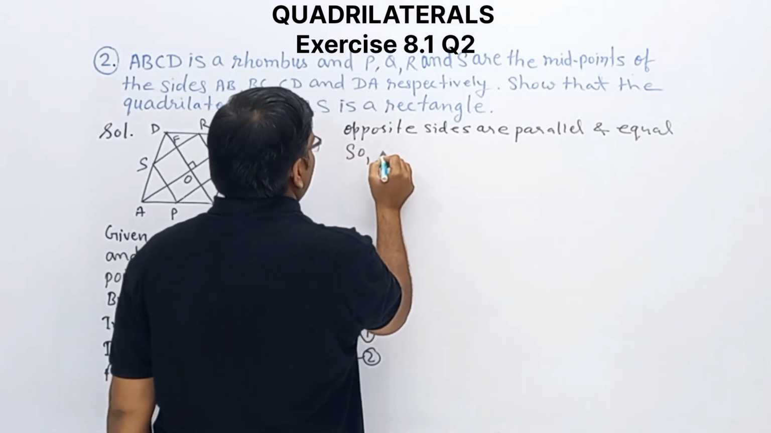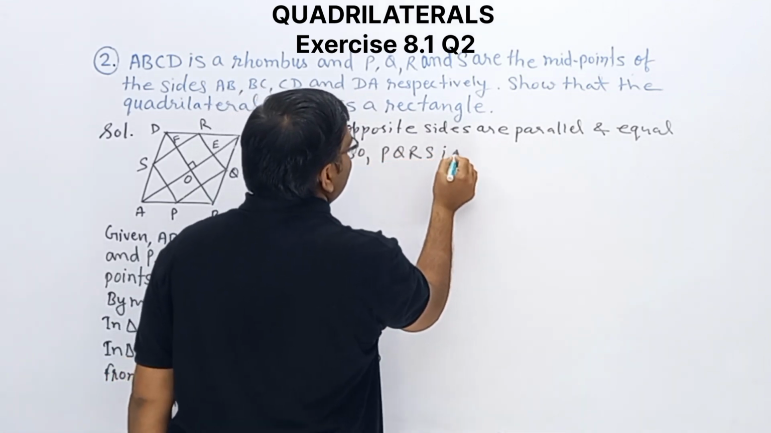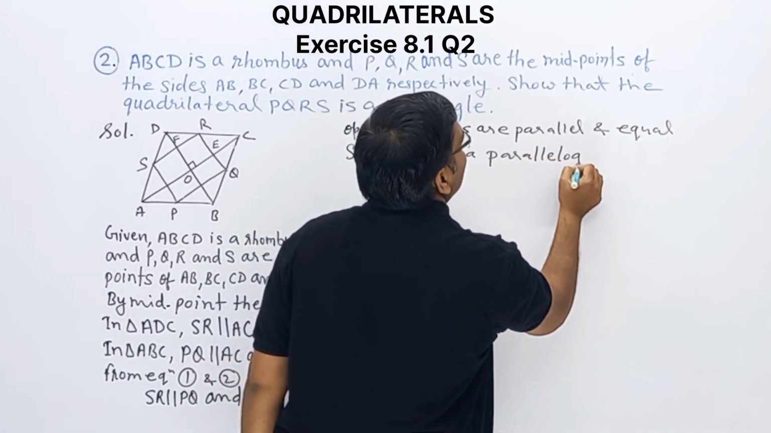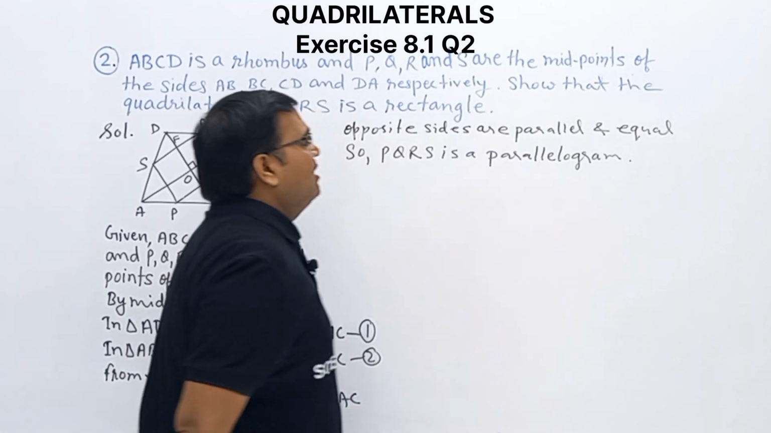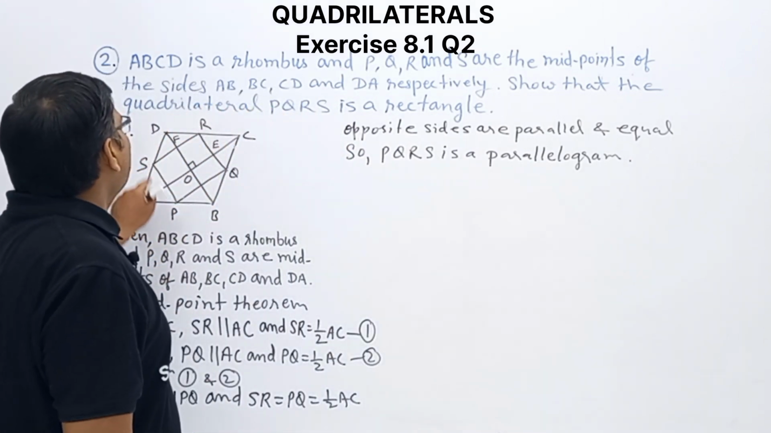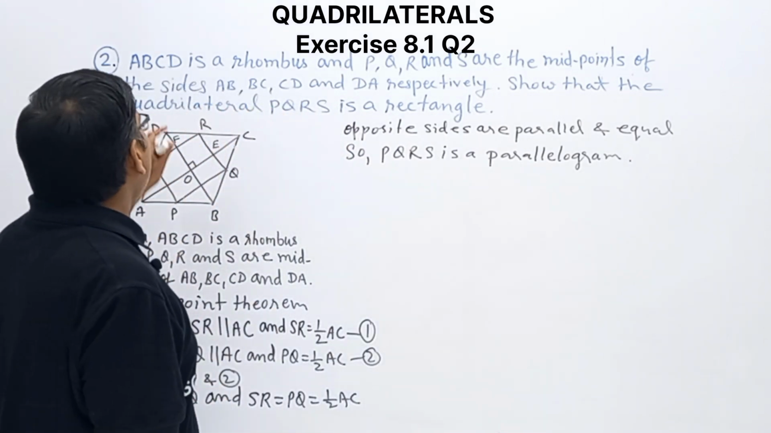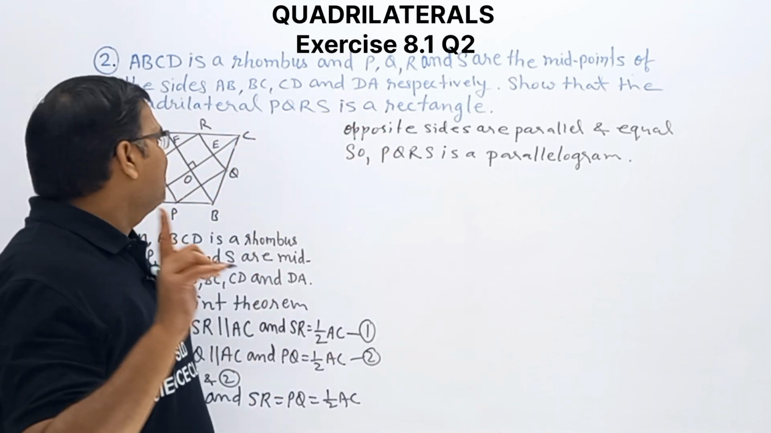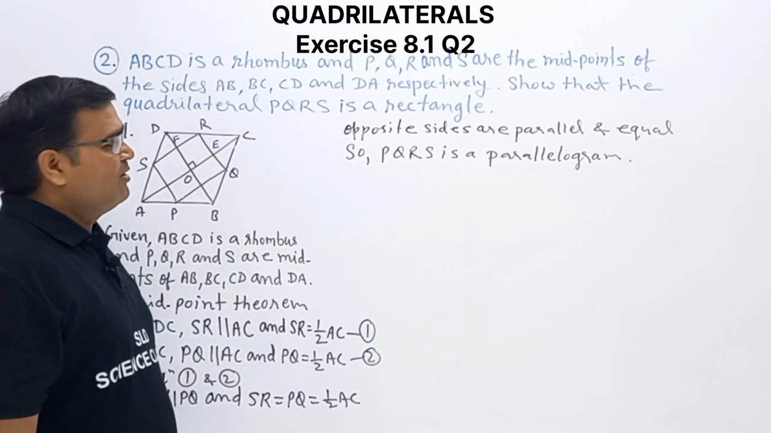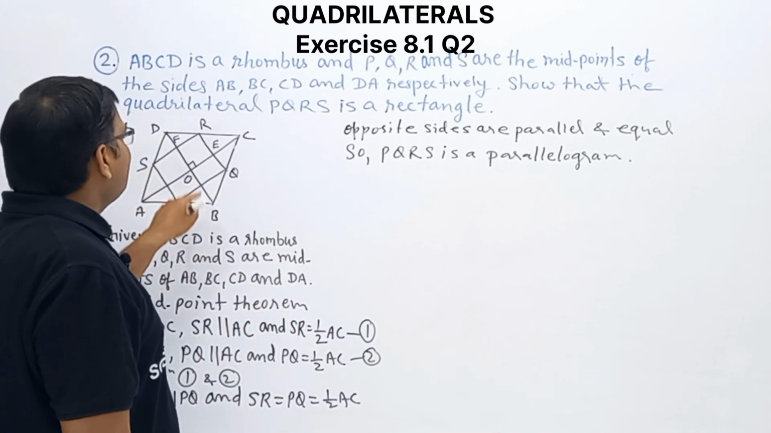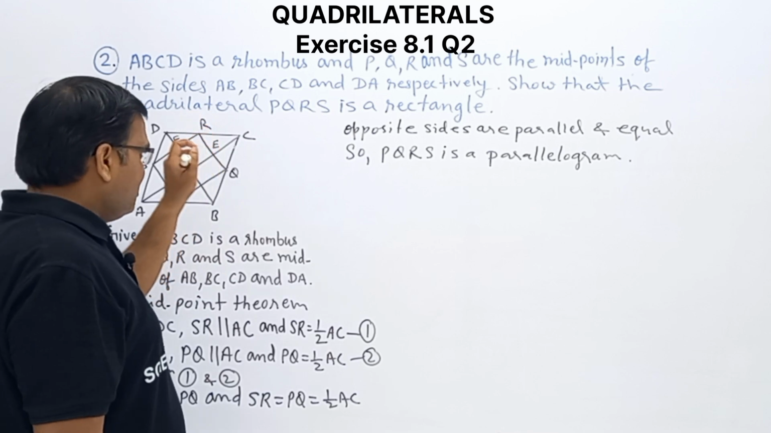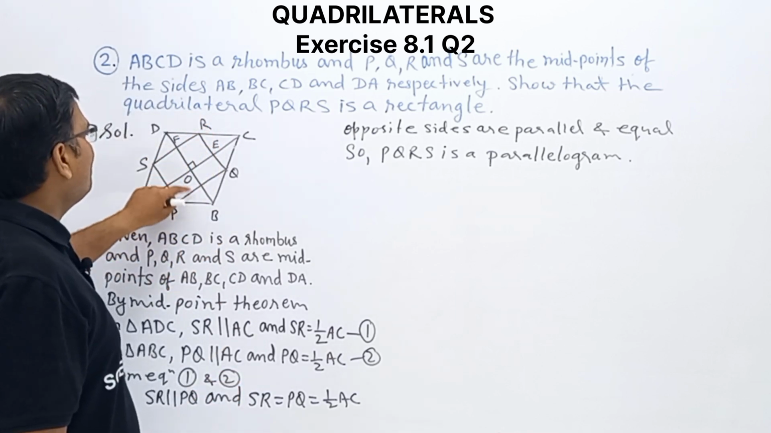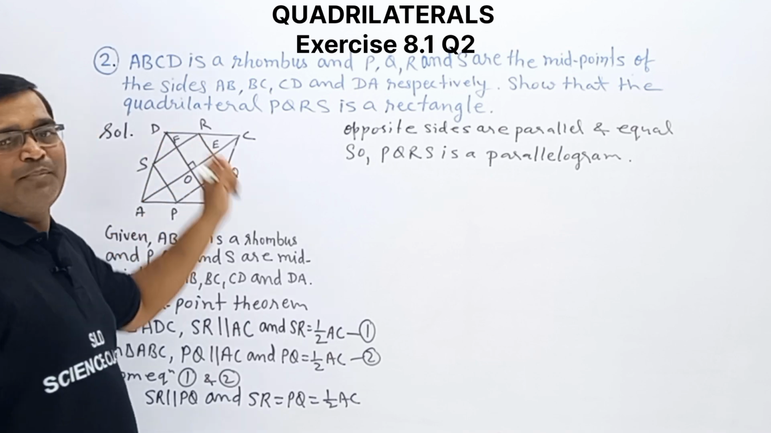So PQRS is a parallelogram. In a parallelogram, opposite sides are equal and parallel. But we want to show PQRS is a rectangle. In a rectangle, each angle is 90 degrees. So far we have shown this is a parallelogram, because SR equals PQ, and the opposite sides are equal and parallel. Clear?